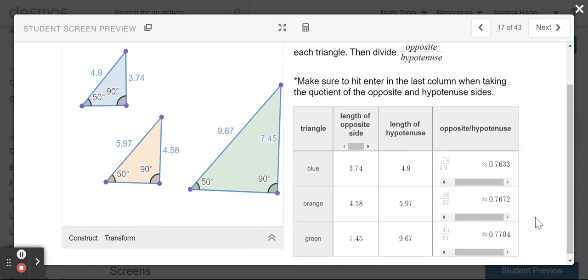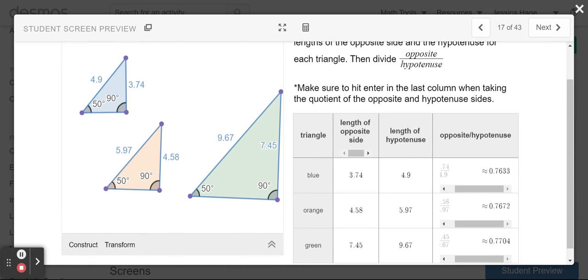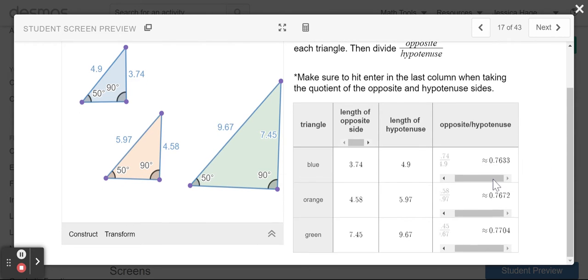And so these three trig ratios, these ratios are called the sine ratio. Sine is opposite over hypotenuse. No matter how large your triangle is, as long as your reference angle is the same, the ratio of the sides opposite divided by hypotenuse is going to be about the same number.